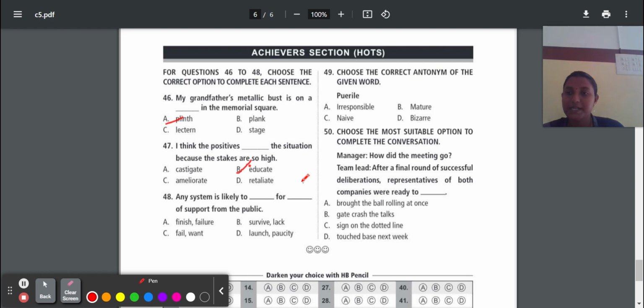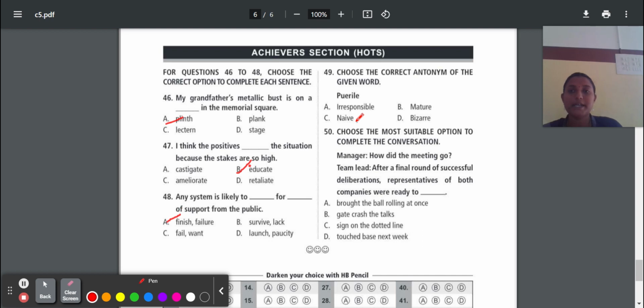Question number 48. Any system is likely to dash for dash of support from the public. Option A, finish, failure. Option B, survive, black. Option C, fail, want. Option D, launch, positive. Answer for the question 48 is option A, finish, failure.